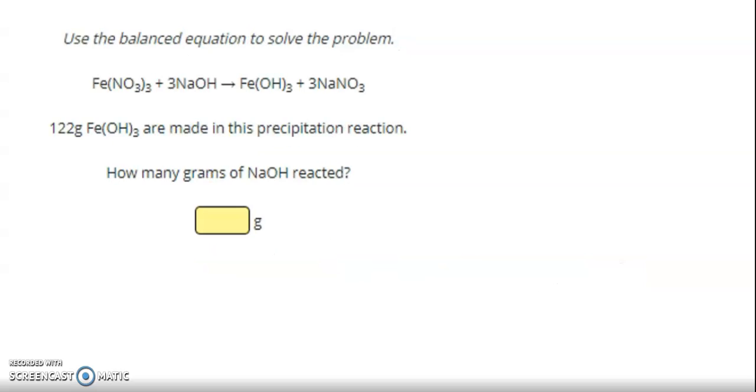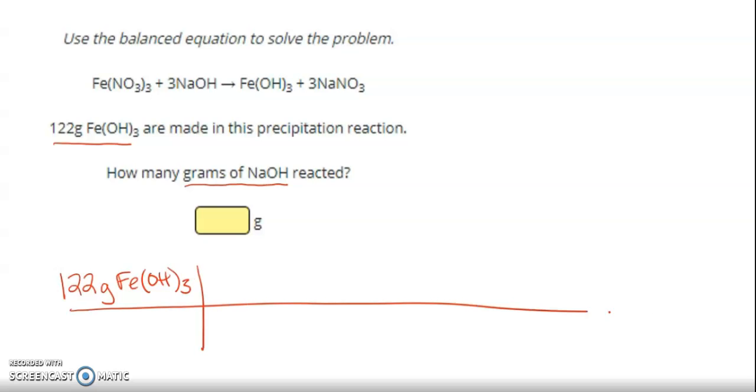So the next example problem I'm going to do uses this balanced equation. We have 122 grams of FeOH3 that are made in this precipitation reaction, and we're wondering how many grams of NaOH reacted. We've got our given and our unknown. We're going to start with a given, 122 grams FeOH3, and we're going to set up our conversion here. We're going to drag down grams FeOH3. It's important to write the unit and the substance, but not the number.